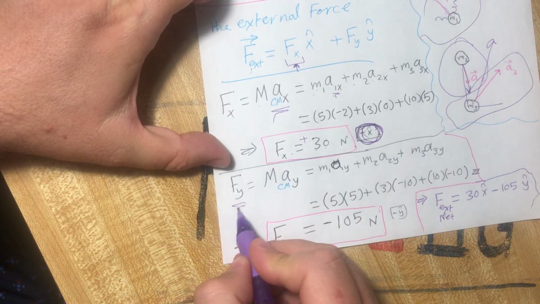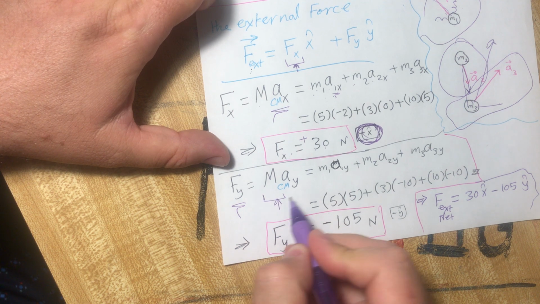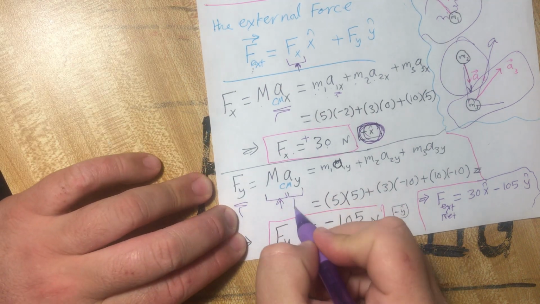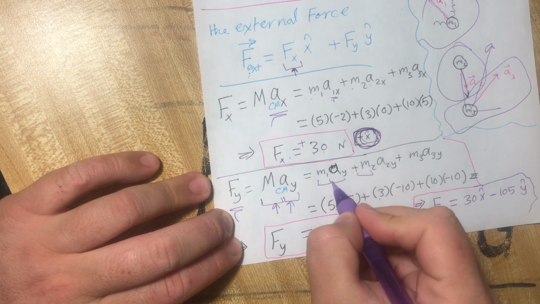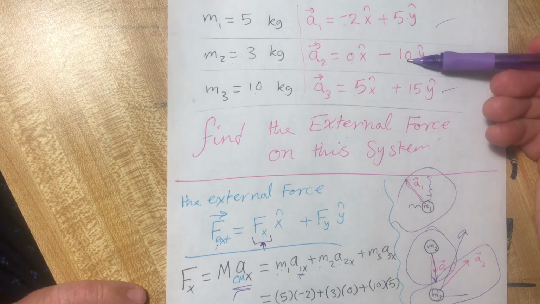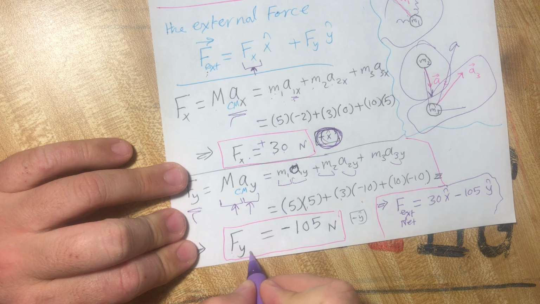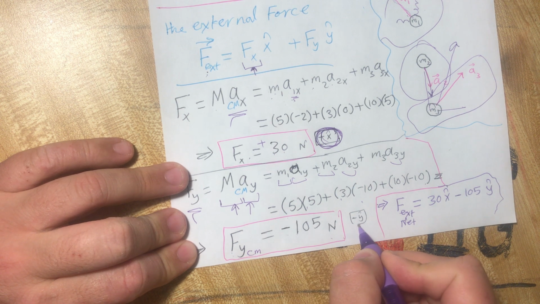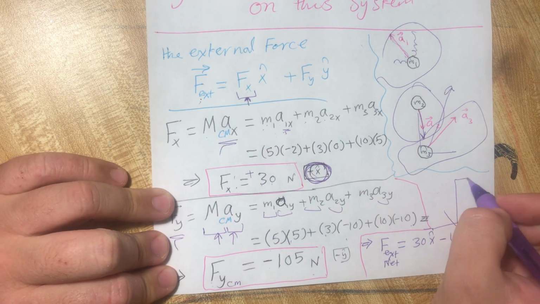What about the y component of the external force? It is the total mass of this system multiplied by the acceleration of the center of mass. The mass of each body is known. The acceleration in y direction for each mass is known: 5, -10, +15. So the Fy component for the center of mass is equal to -105 newtons. Negative means in the negative y direction. But the x force is in the positive x direction.